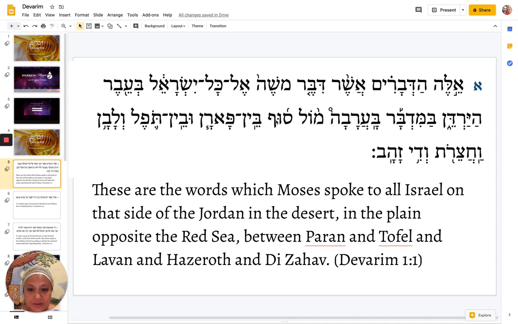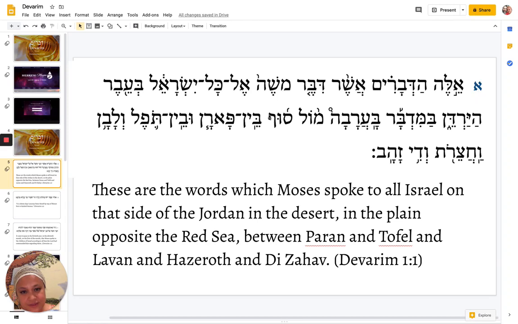Suf means reed. Red is not a good translation. It's not the Red Sea. It's the Sea of Reeds. That is the correct translation. That's the meaning of that word, suf. It's not the Red Sea. It's the Sea of Reeds, R-E-E-D. But this word suf, not only does it mean reeds, it also means final or the end.